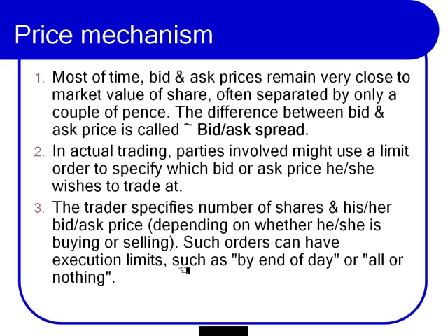Most of the time the bid and ask prices remain very close. The difference between the bid and ask price is called the bid-ask spread. But there are emotional factors here. The trader specifies the number of shares and his or her bid-ask price depending on whether he or she is buying or selling. Such orders can have execution limits, so you've got to do it by the end of the day, all or nothing.